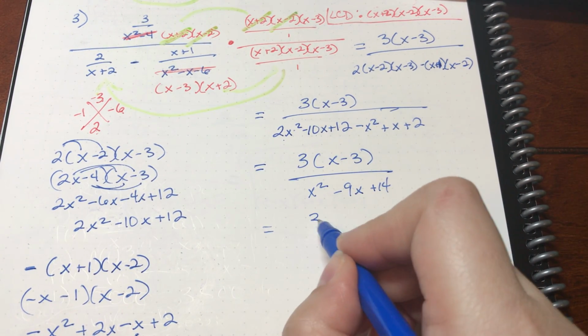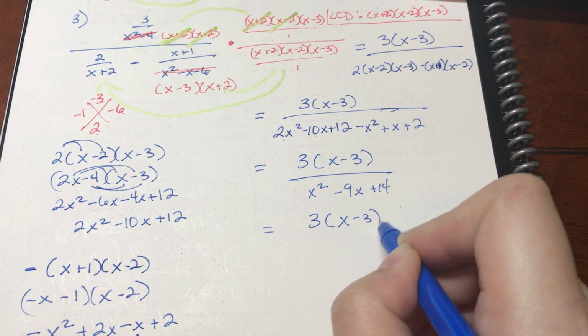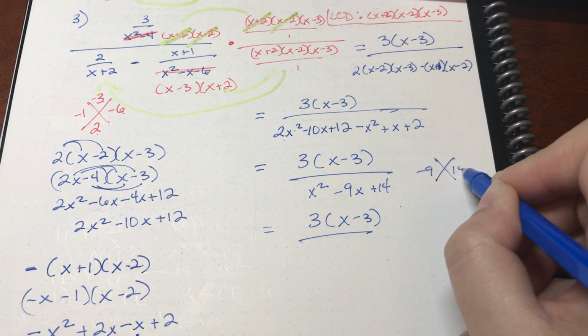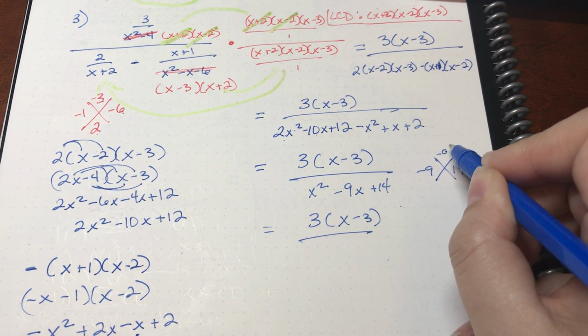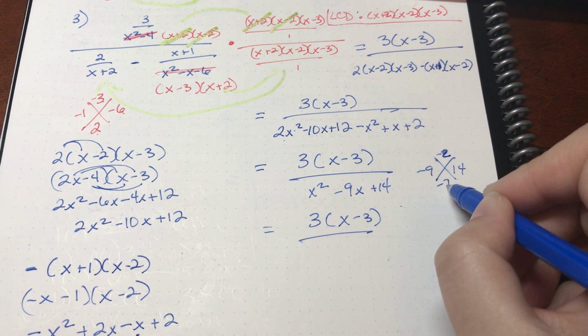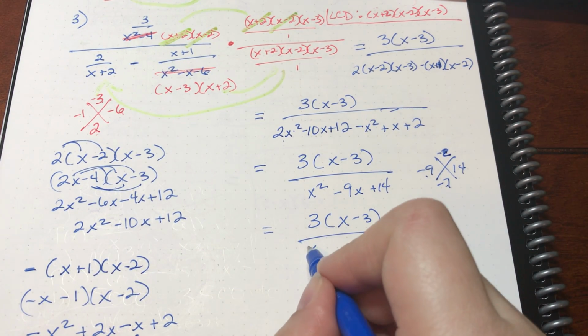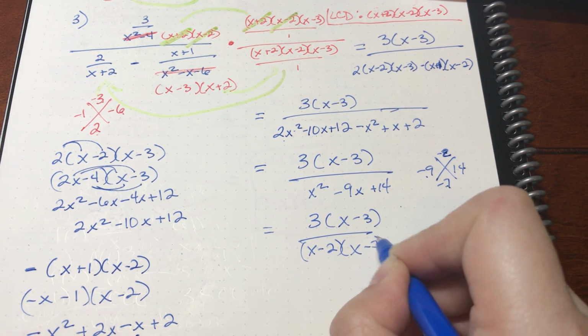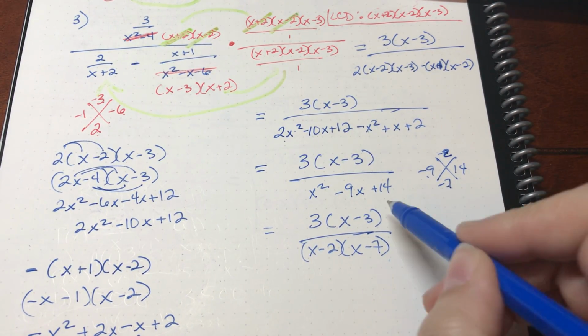So this is going to be 3 times x minus 3 divided by x squared minus 9x plus 14. Positive 14 is going to be negative 2 and negative 7. Multiply to make 14, add to make negative 9. So x minus 2 and x minus 7. And there we go. There's our answer.